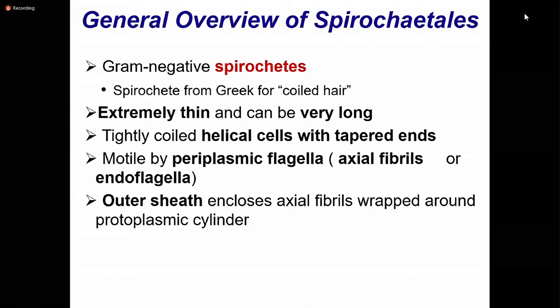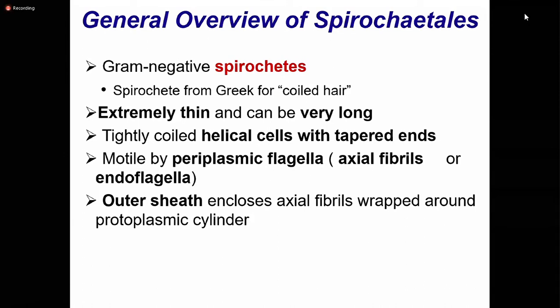Now, what are the general characteristics of these spirochetes? They are gram-negative and extremely thin and very long, as the name spirochetes suggests. What it has is what we call endoflagella. You know, flagella in bacteria are responsible for motility. This one has no external flagella, but it is a spiral form, right? It has helical cells with tapered ends, and these are what you call periplasmic flagella.